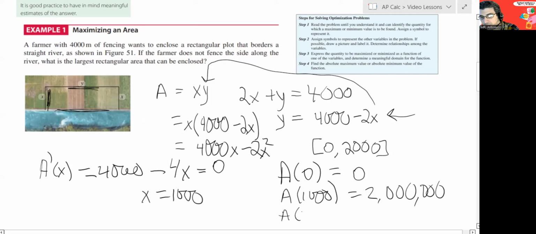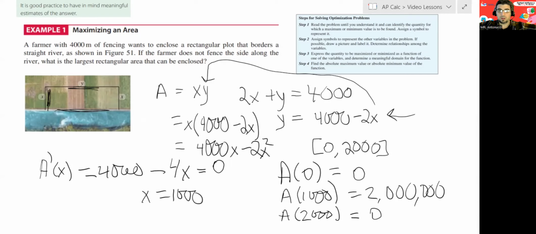And if you plug in 2,000, that's also going to give you an area of 0. Because at the endpoint of 0, you're not using any of the fence for the side X, you're using it all on side Y. So there's no area. Similarly, if X is 2,000, then you have those two sides and they're all using up the 4,000 feet of fence, or 4,000 meters of fencing rather. And so you're not going to have any area in that case.